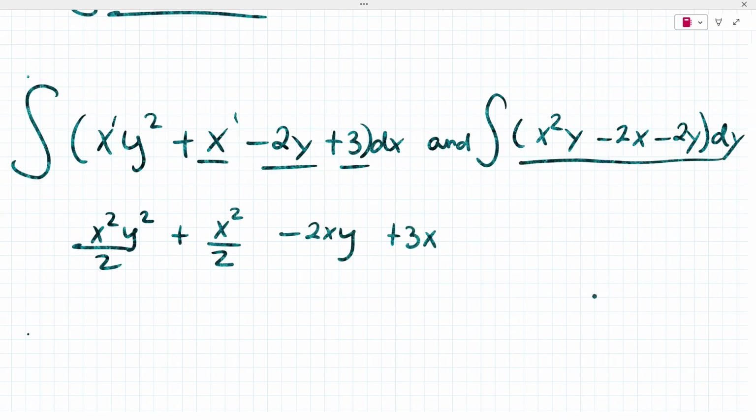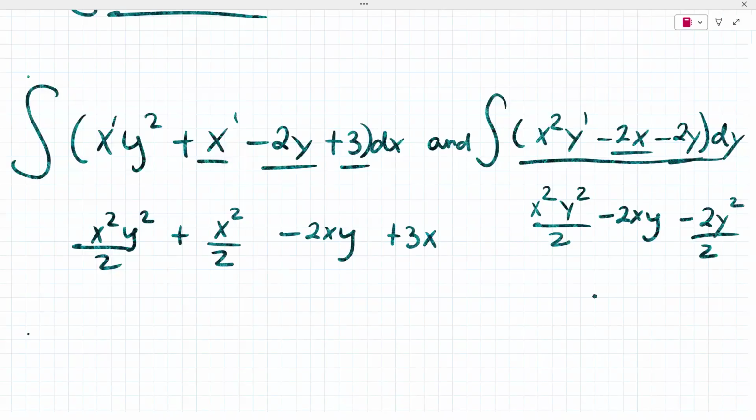Now let's do this, but we're taking it with respect to y. So this has a y with a power 1, so it's going to be x squared y squared over 2. This one does not have a y, so it's just negative 2xy. This one here would be negative 2y. This has a power 1, so 1 plus 1 is 2, over 2. So these two cancel, and you're left with negative y squared. Then x squared y squared over 2, minus 2xy.